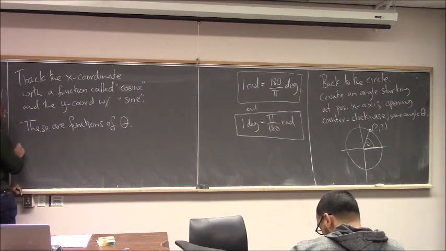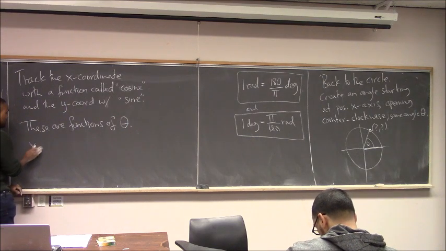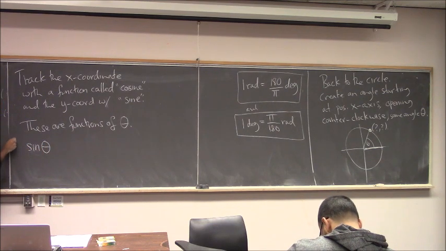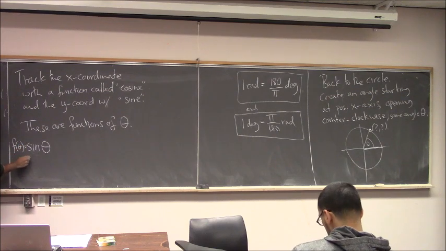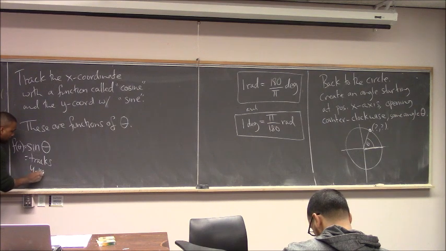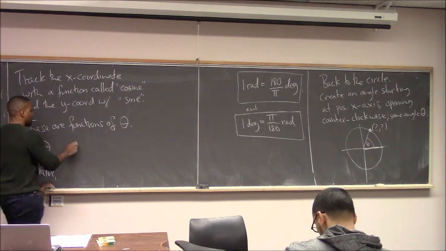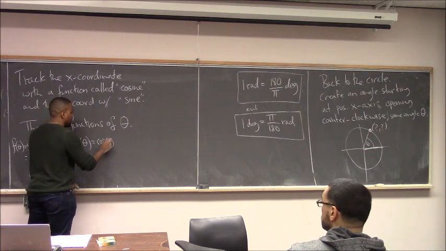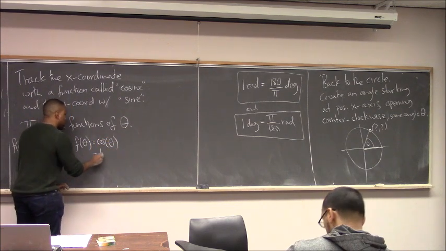So sine of theta I can think of as a function, right? It's a function of theta, and this tracks the y value. Then there's another function that we call the cosine of theta, written this way. This tracks the x value.